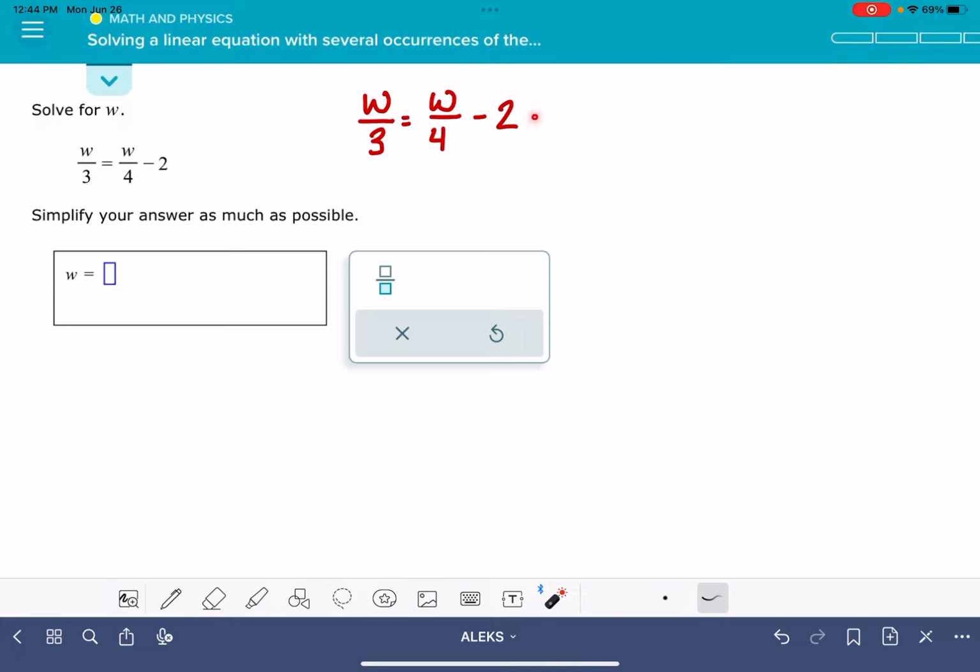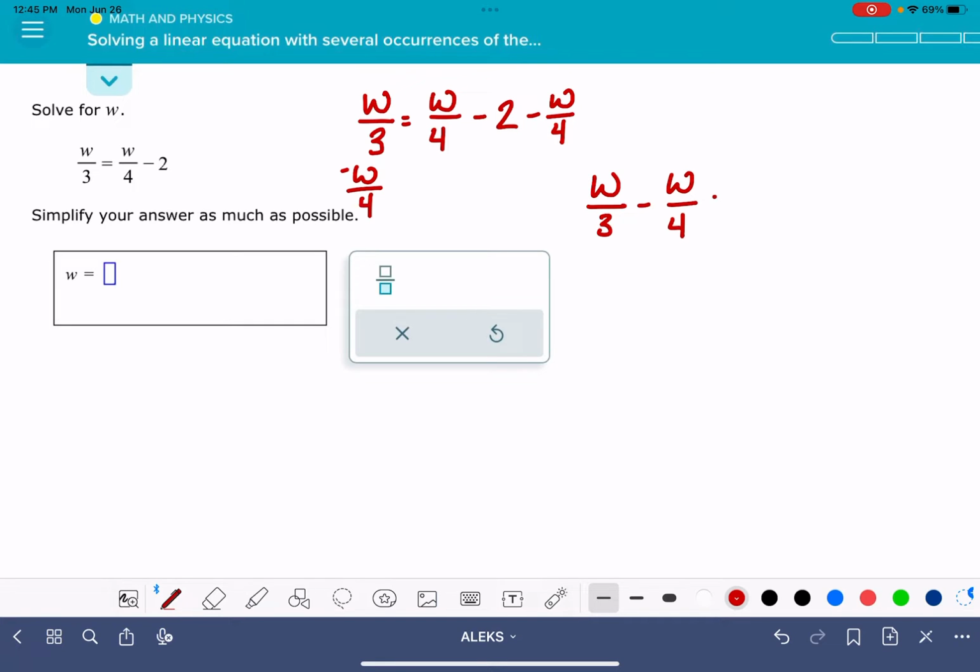So the first thing I'm going to do is subtract w over 4 from both the left side of the equation and the right side of the equation. So that's going to give me on the left w over 3 minus w over 4 is equal to 2. And doing this, I've got those w's isolated on the left-hand side.